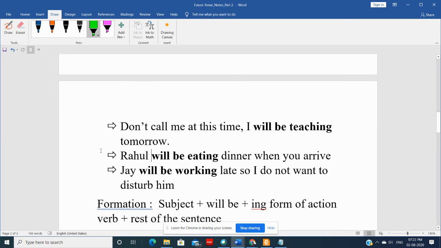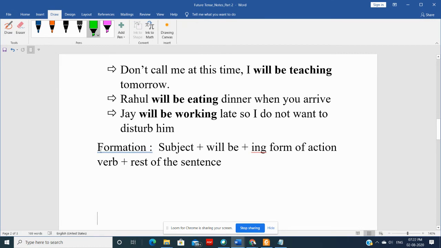Rahul will be eating dinner, same kind of situation कि जब दो चीजें होती है तब एक चीज को हमें continuation में बताना है, right? So this is how we can use future continuous tense.